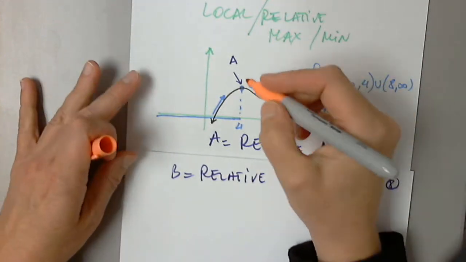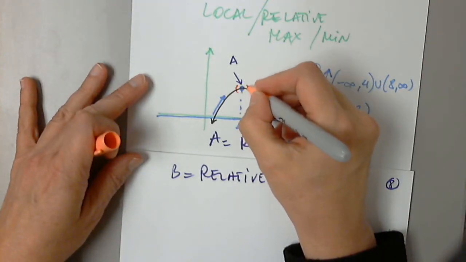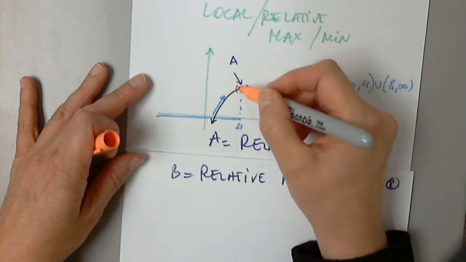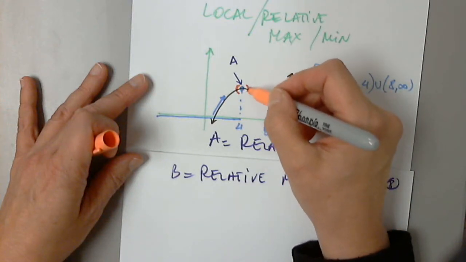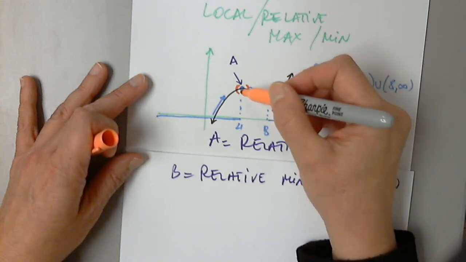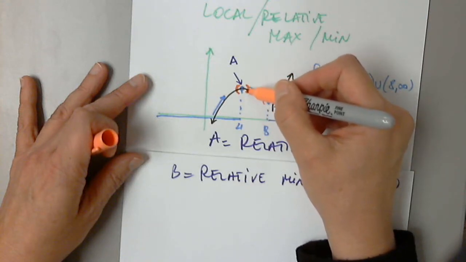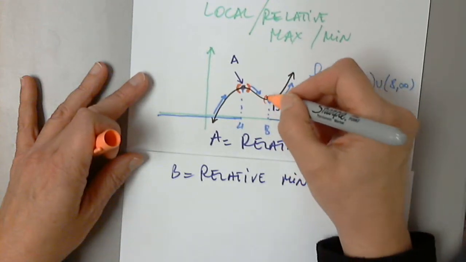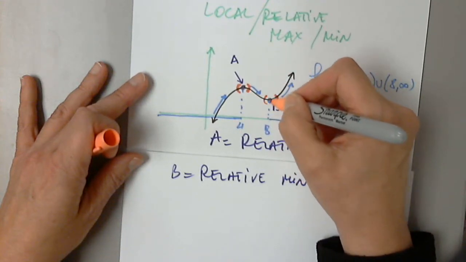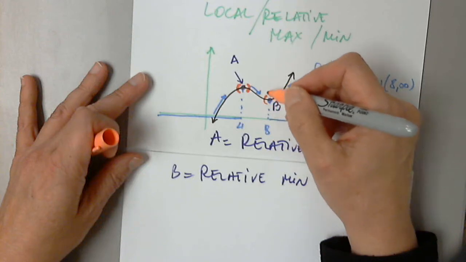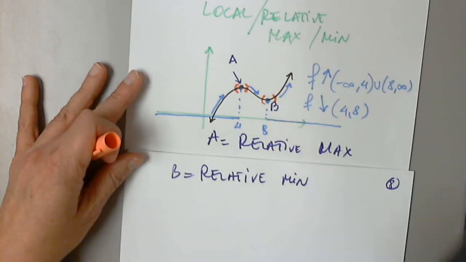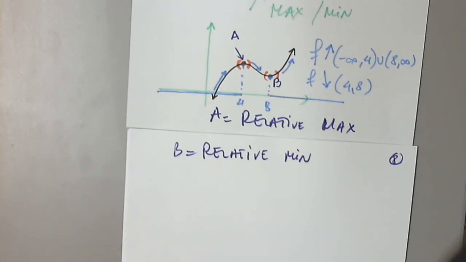Now, how do we know that this is a relative min? Because the function is defined on both sides, and I can show an open interval where the function values are smaller than this height. Here I can show an open interval where the function values are larger than this one. So that open interval concept is crucial. Now let's look at this situation.